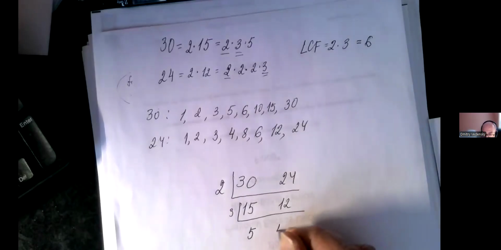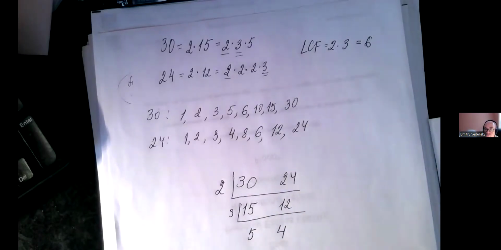15 divided by 3 is 5. And 12 divided by 3 is 4. Well, 4 and 5 do not have any common factors, right? So we found 2 common factors, 2 and 3. It means that the largest common factor will be 6.